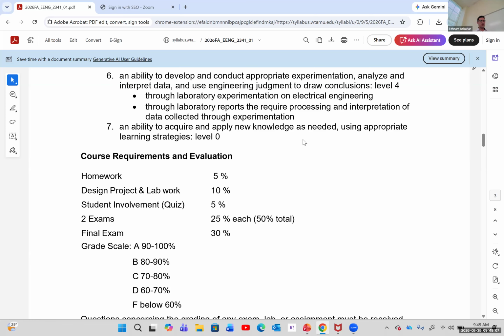We're going to have 2 exams. Each exam is going to be 25%. It's going to be 50% in total. And the final exam is going to be 30%. Final exam is going to be a comprehensive exam. It's going to include everything that we learn.